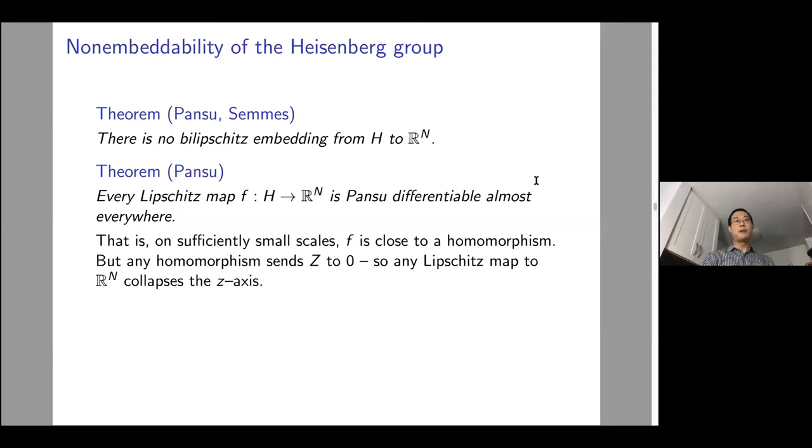And so if you have a Lipschitz map, it has to collapse the vertical direction somewhere. It can't be a bi-Lipschitz map. There's no bi-Lipschitz embedding from the Heisenberg group to Rn.